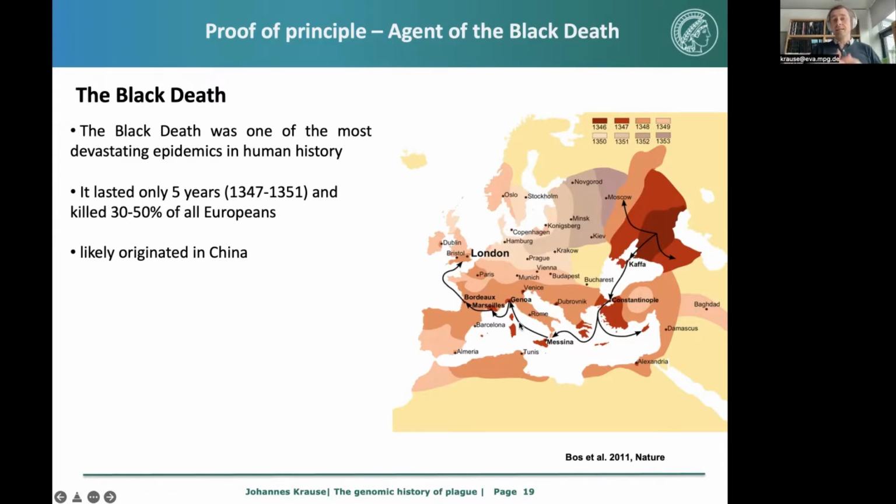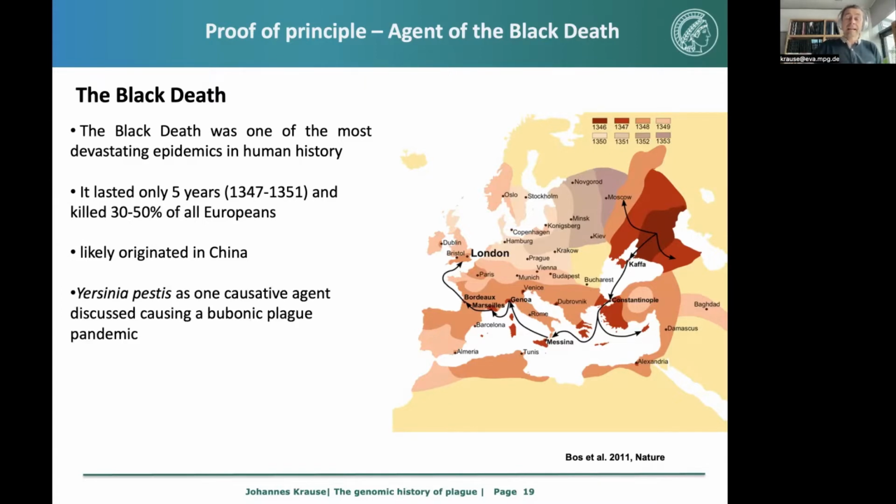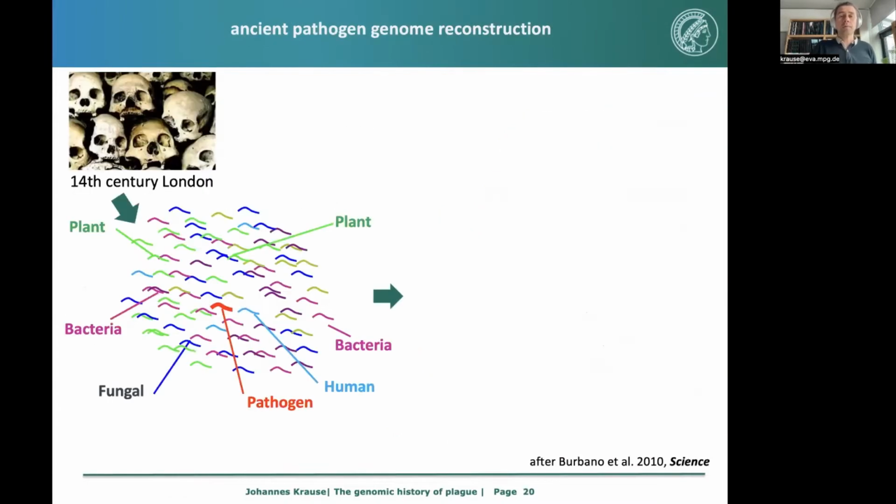And then in the next year, it spread further and further and over the five-year period all over Europe. It had been suggested that Yersinia pestis had caused it in the past, but then again, people have questioned it. So we really wanted to see if we could find it, but also study its evolution. Fortunately, we had access to a nice collection from London, from the 14th century, from the East Smithfield Cemetery that was only used during the Black Death. There were so many dead bodies, and they disposed of them in that place.